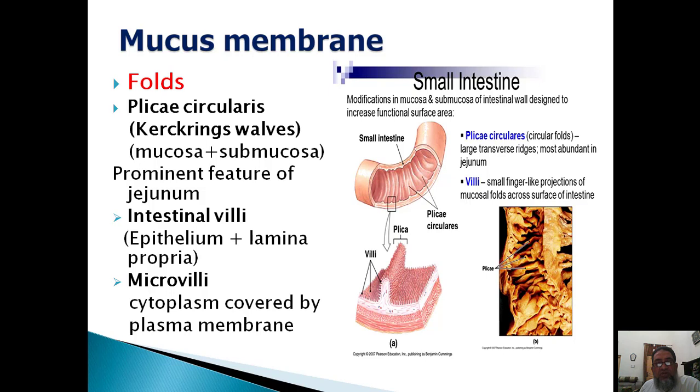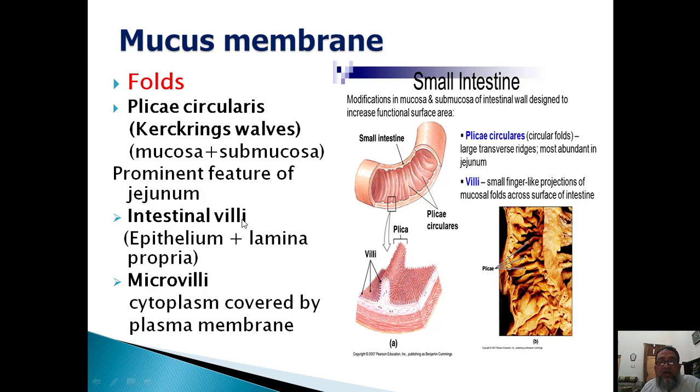This is a prominent feature of the jejunum. In it you will see transversely or circularly arranged folds, formed of mucosa and submucosa. You can see that these are visible folds, circularly arranged. These are called circular valves, plica circularis. It is the characteristic, prominent feature of the jejunum.